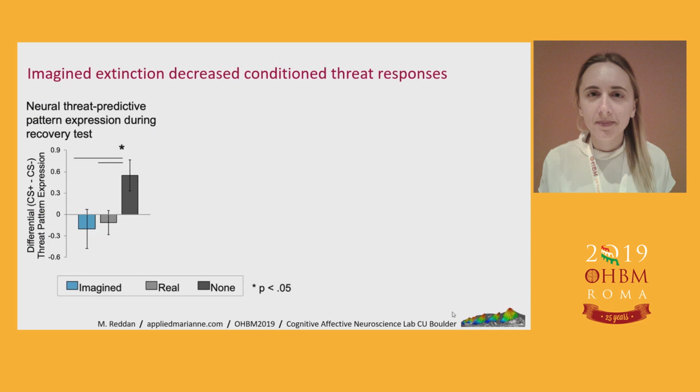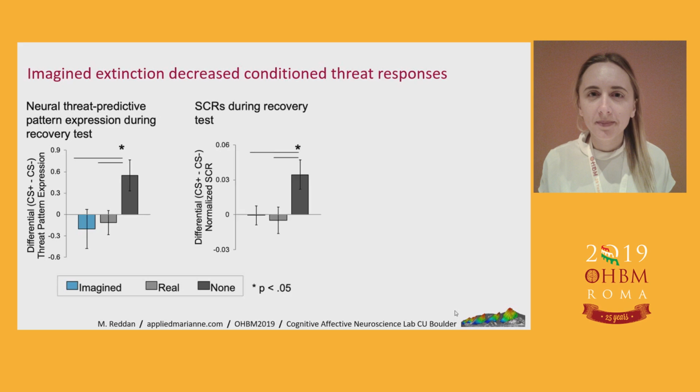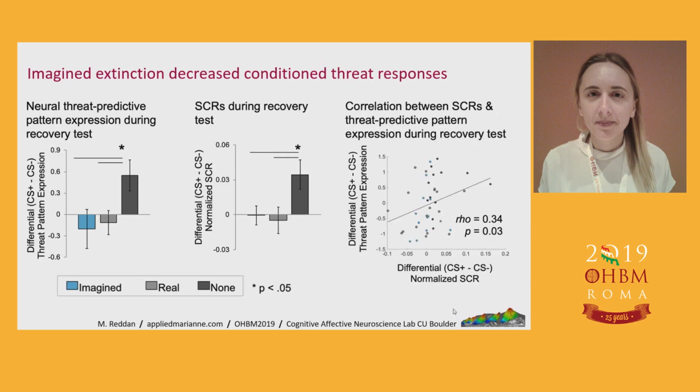So we find that the no extinction group is the only group that's showing a positive threat pattern expression. So that indicates that they are showing threat responses towards the end, while the imagined and the real extinction groups are not, indicating they extinguish the threat response. We also see the same pattern in the threat-related physiology. And importantly, the threat-related physiology was correlated with the pattern expression.